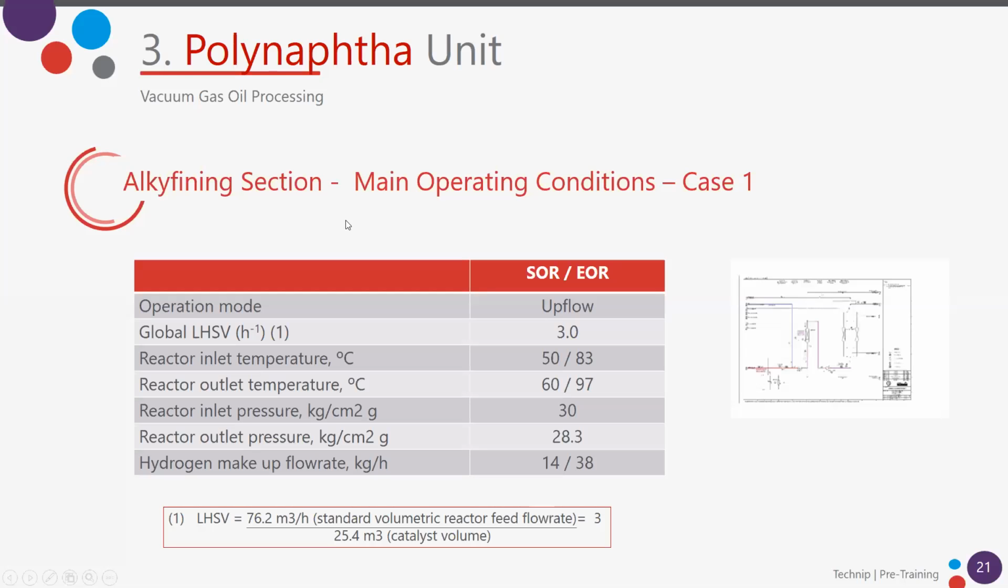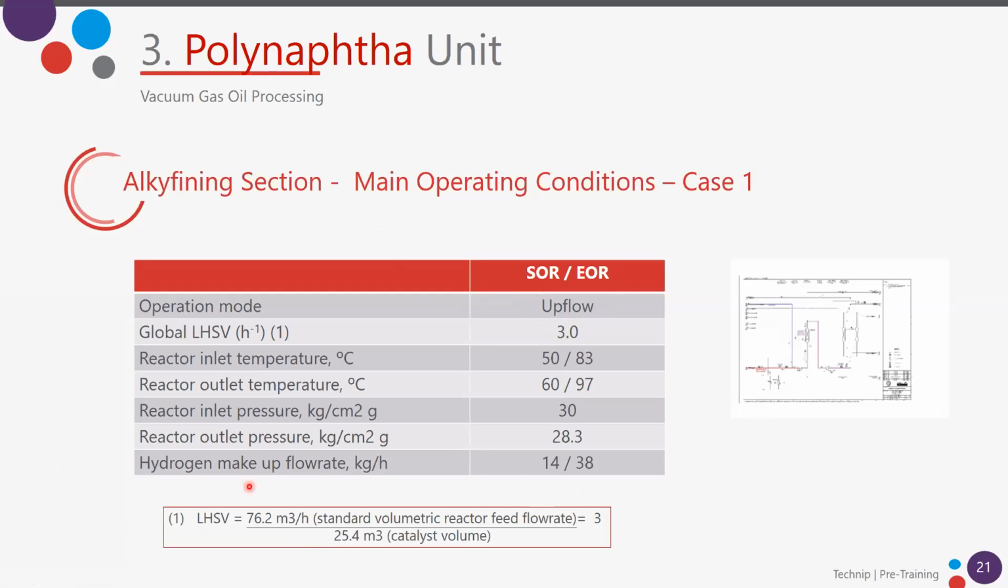Well, guys, I have lost the operating conditions for this first section. You can see here, of course, we are operating upflow in the reactor. We have this liquid outlet space velocity of 3.